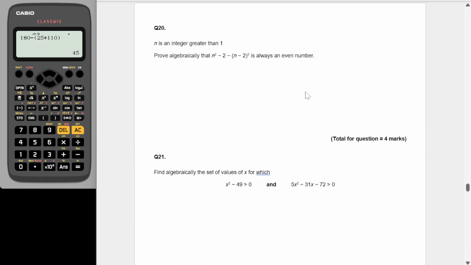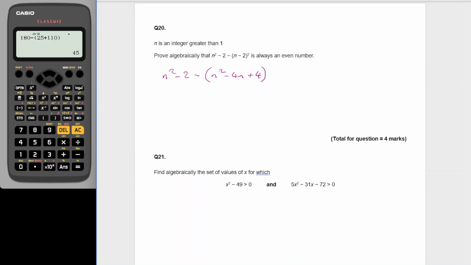Okay, question 20. n is an integer greater than 1. Prove algebraically that n squared minus 2 minus n minus 2 squared is always an even number. Okay, so the way I'm going to do this is expand this bracket first of all. So n squared minus 2 minus, and I'll multiply out the bracket, so n squared minus 4n plus 4. Right, that's negative, so that's going to affect all of my values. So I'm doing n squared minus n squared is 0. Minus 2, no, sorry, I'll do my n's next.